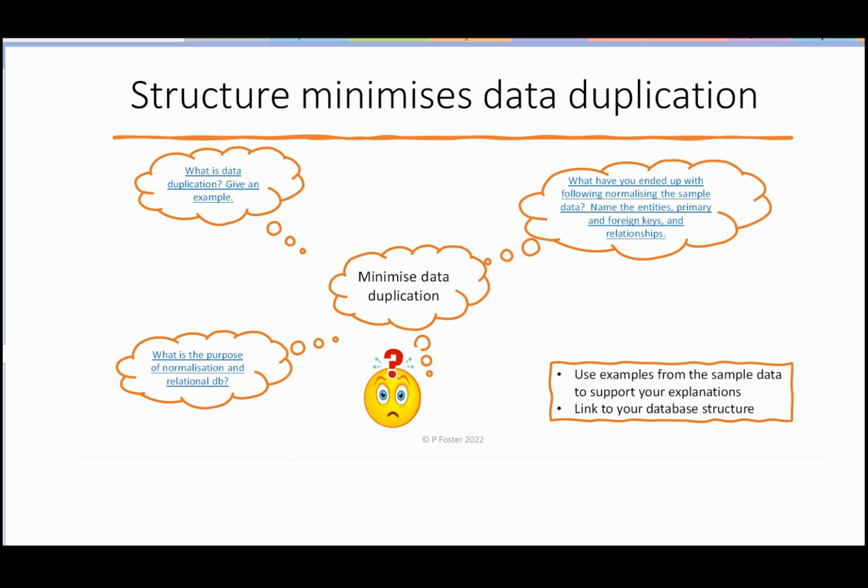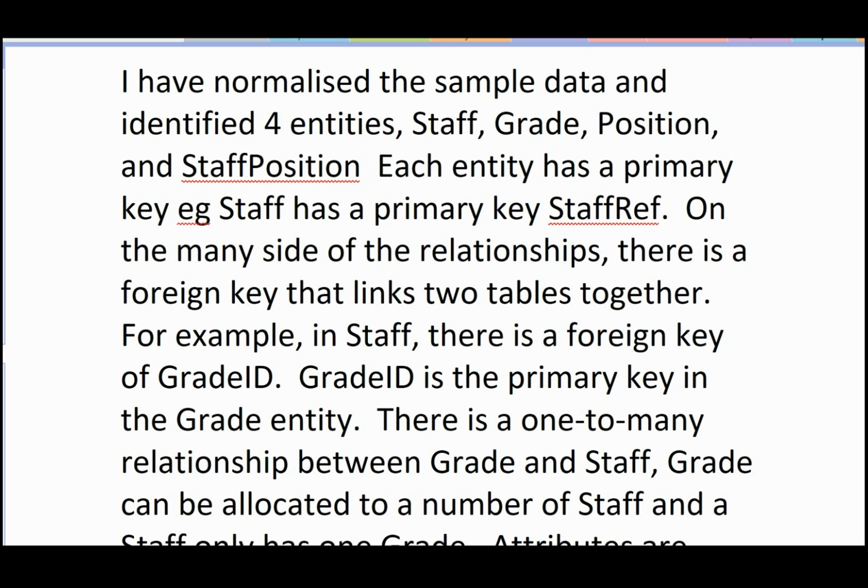And then finally, for this first part, I've addressed what have I ended up with following normalising the sample data, and I'm going to name the entities, the primary and foreign keys, and the relationships that I've got. And here's a sample paragraph addressing that. I've normalised the sample data and identified 4 entities: staff, grade, position and staff position. Each entity has a primary key.